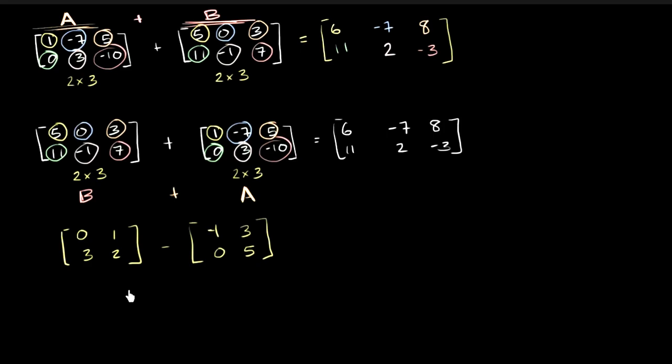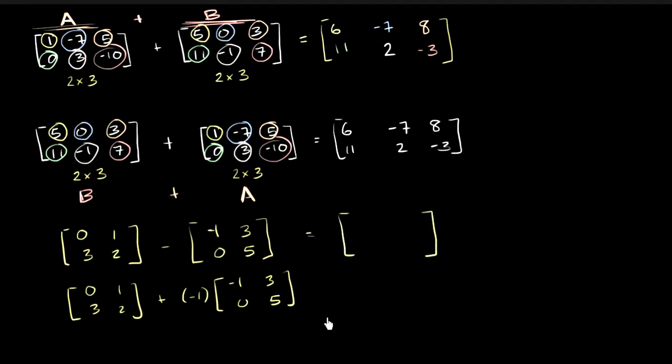And that indeed is how you can define matrix subtraction. In fact, you don't even have to define matrix subtraction. You can let this fall out of what we did with scalar multiplication and matrix addition. We could view this as the exact same thing as taking 0, 1, 3, 2, and to that we add -1 times -1, 3, 0, 5. And if you work out the math, you're going to get the exact same result as just subtracting the corresponding terms. So what is this going to be?